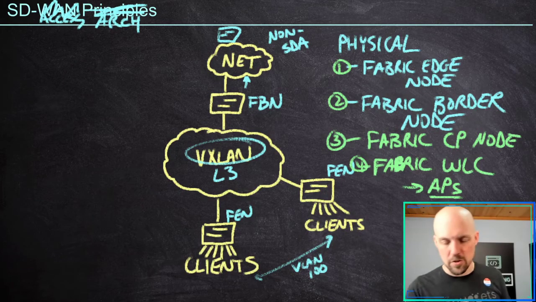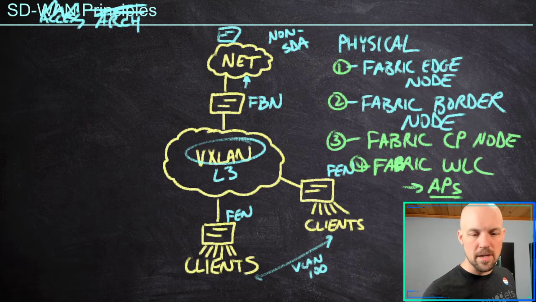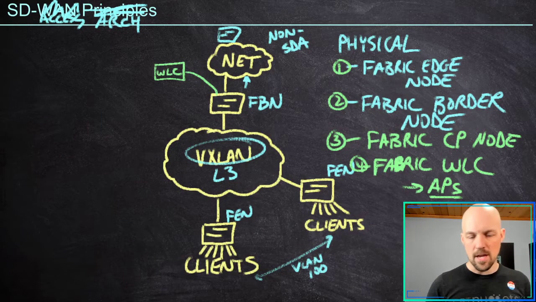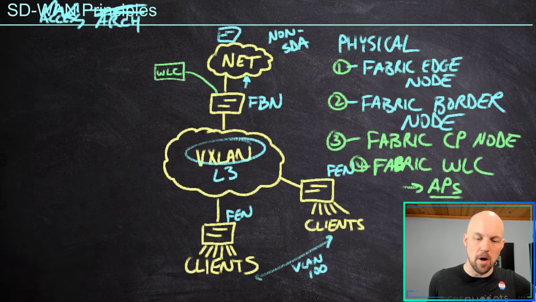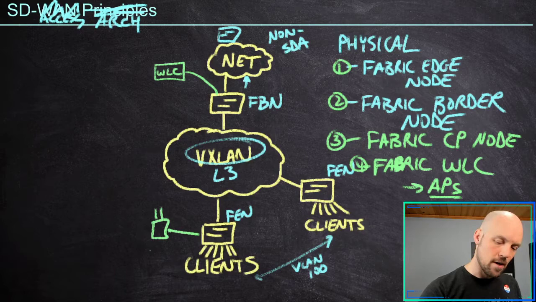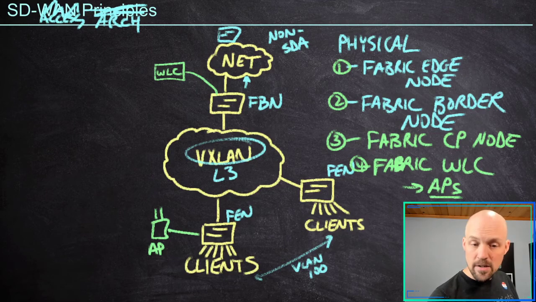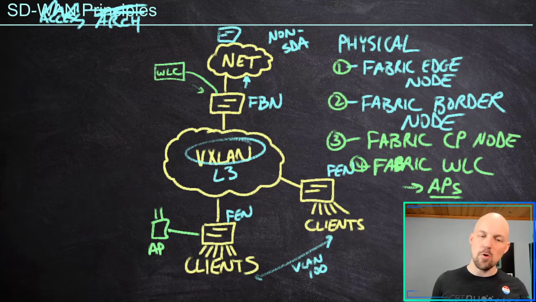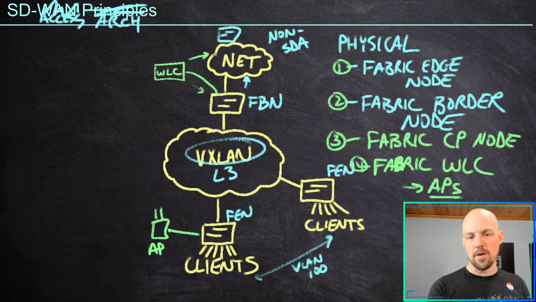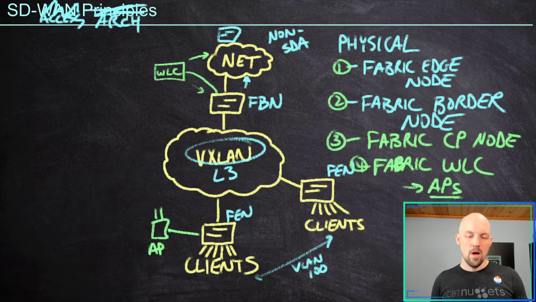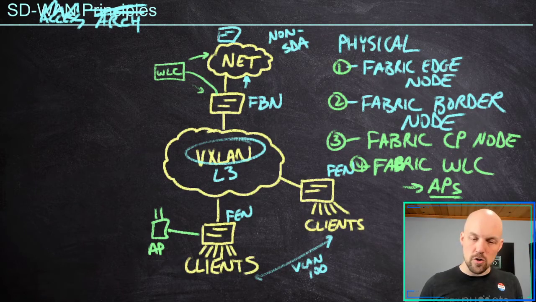All that to say, the reason I cleaned up this drawing, the wireless LAN controller is interesting because it is actually designed such that Cisco wants it to hang off of the non-SDA domain. We can't hang a wireless LAN controller off of a fabric edge node. We can hang access points off of a fabric edge node, but we cannot hang the wireless LAN controller. So the wireless LAN controller can either directly attach to the fabric border node, or technically it could attach to some other switch on the network. It just needs to be off the fabric.